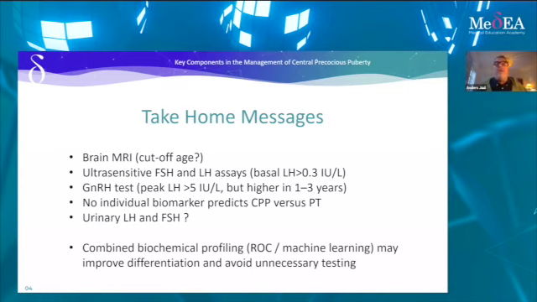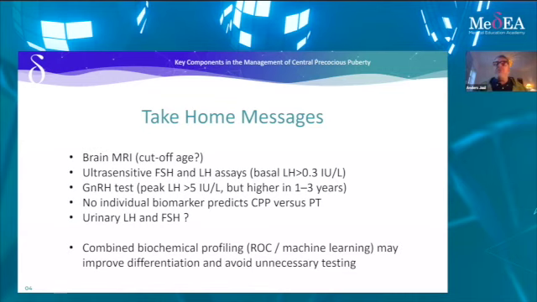You should evaluate a girl using sensitive assays, ultra-sensitive gonadotrophin assays, and except if basal LH is clearly elevated above 0.3 international units per liter, it's still considered the gold standard to do a GnRH test, and peak LH above 5 international units per liter corresponds to a central activation of the HPG axis. But please remember again that those girls below age 3 can have much higher stimulated LH levels and not be in puberty. I think I have convinced you, I hope at least, that there's no single individual biomarker, clinical or biochemical, that securely predicts CPP versus premature thelarche.